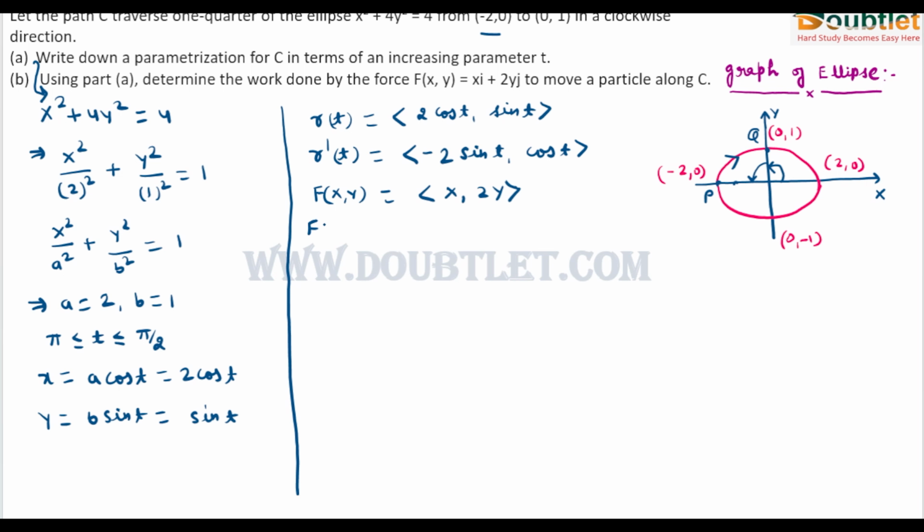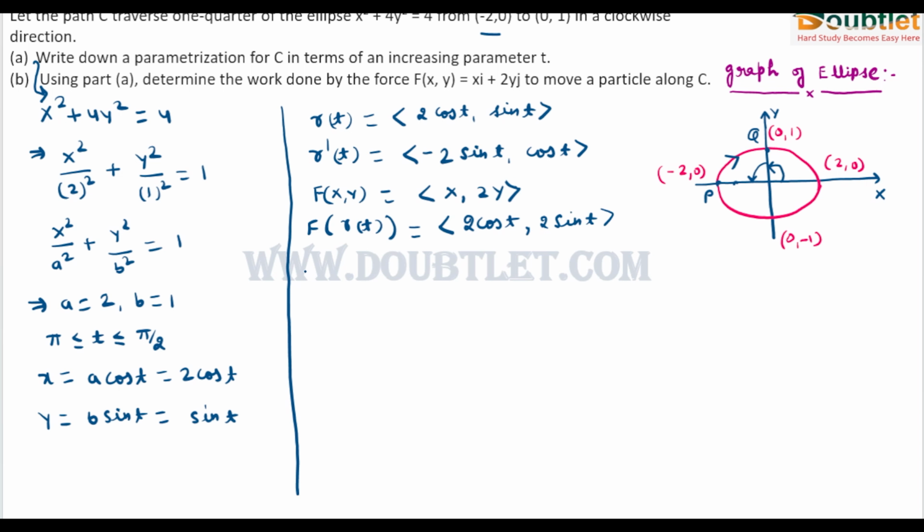So if we write F as a function of t, we will replace x comma y with r(t). Here the x value is 2 cos t, and 2y means 2 sin t, because the y value is sin t. So F of r(t) will become 2 cos t comma 2 sin t.